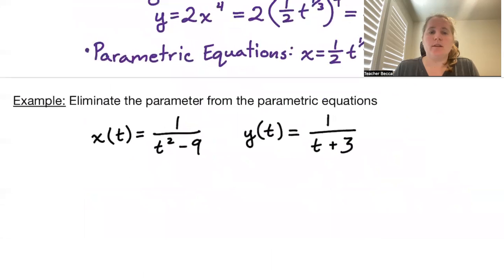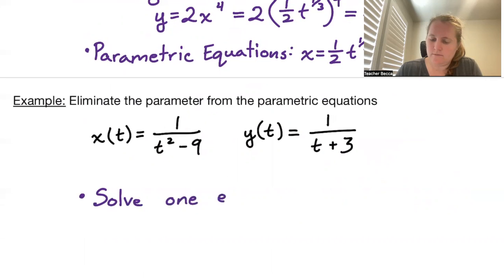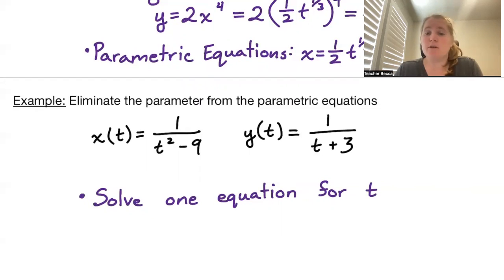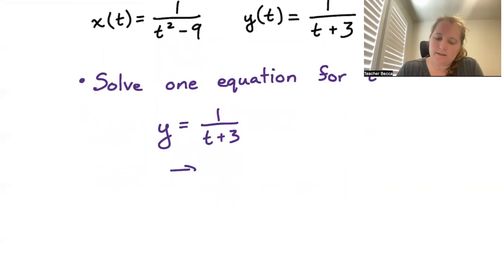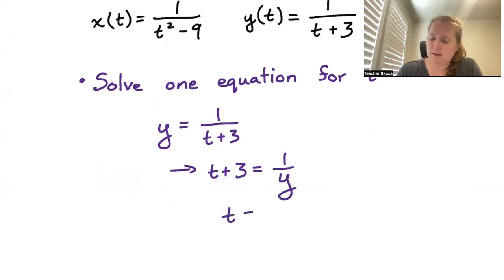For another example, let's now eliminate the parameter from the parametric equations. In other words, set it so it's just an equation in x and y. So all we need to do is solve one equation for t. It does not matter which equation you solve for t. I usually go for the simplest one. So we have y is equal to 1 over t plus 3. That means that t plus 3 is equal to 1 over y. And therefore t is equal to 1 over y minus 3.